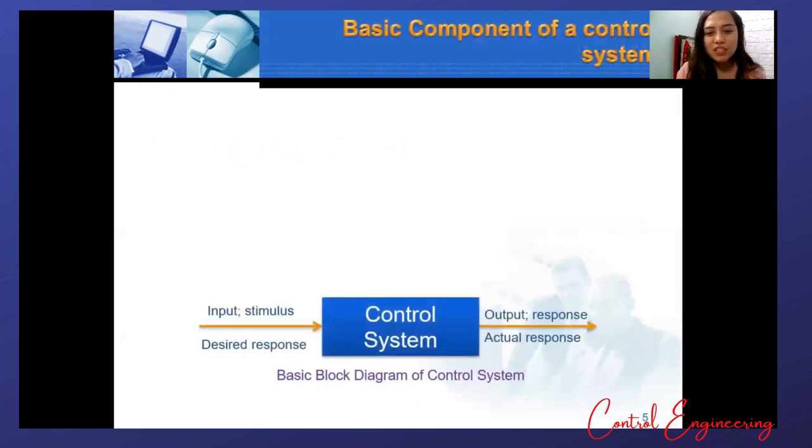Okay, so let's start. This is the basic block diagram of a control system. We have an input, then an output. The input contains the stimulus and the desired response. When it goes into the control system, the output comes out, which becomes the response, and there you can see the actual response.